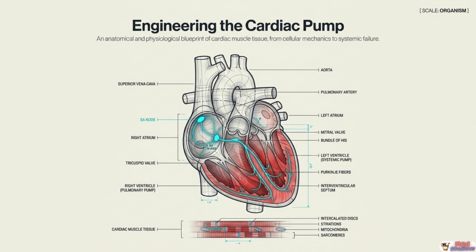This entire macrostructure relies on a flawless coordination of inflows via the superior vena cava and outflows through the massive aortic arch. Understanding this complex machine requires us to strip away the macroscopic anatomy and dive deep into its structural and physiological blueprint, moving from cell mechanics and molecular engines up to systemic function, and ultimately, what happens during catastrophic failure. Let's begin our journey down to the microscopic foundations.